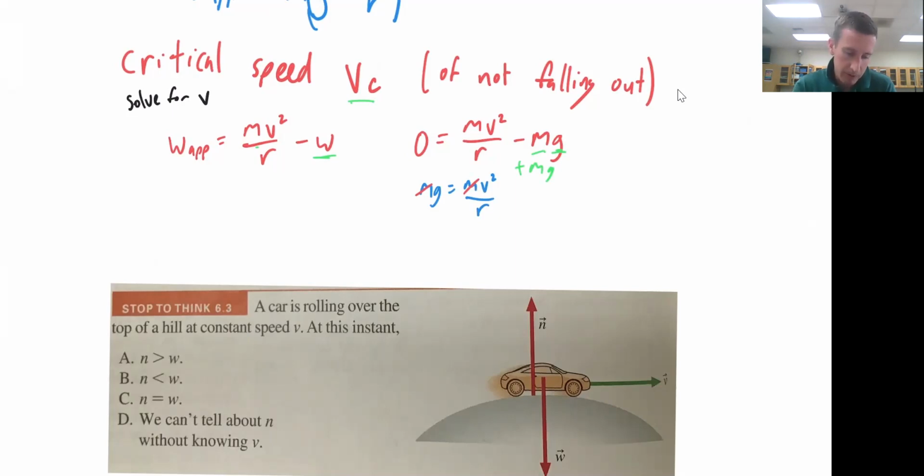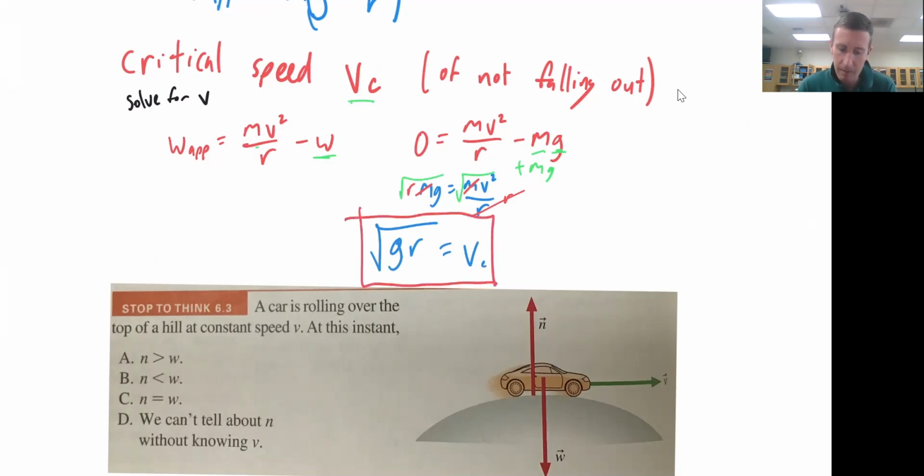Now I'm going to multiply both sides by r to get that gone. And I'm left with rg equals v squared. And I need to take a square root there, which leaves me with a final answer of v critical equals the square root of gr, or rg. You could phrase it any way you want. Okay, so that is going to be a helpful equation.